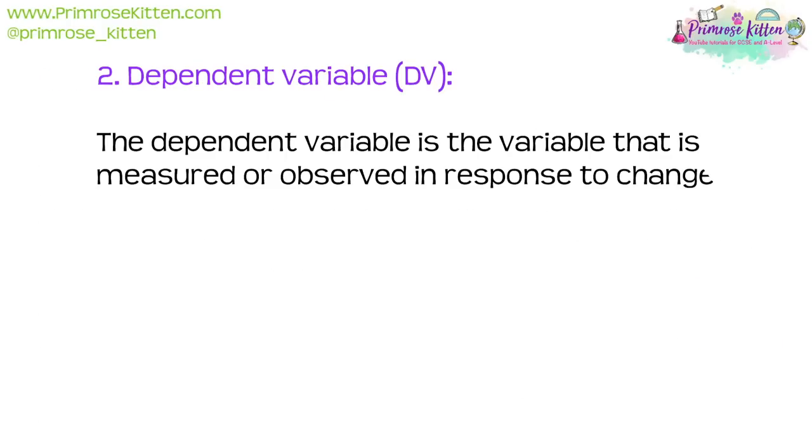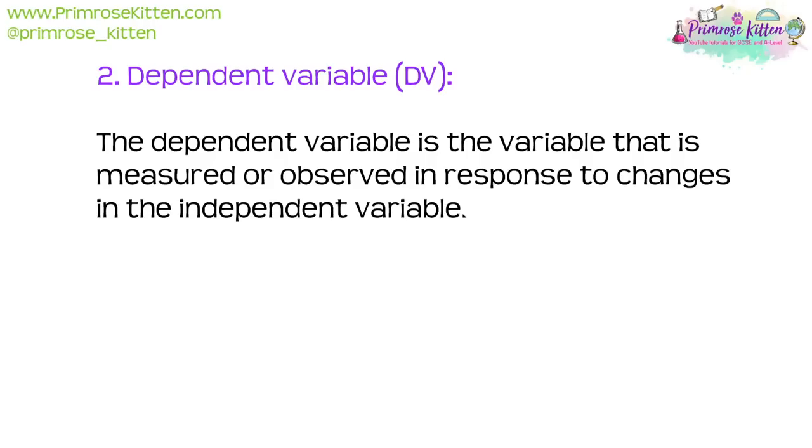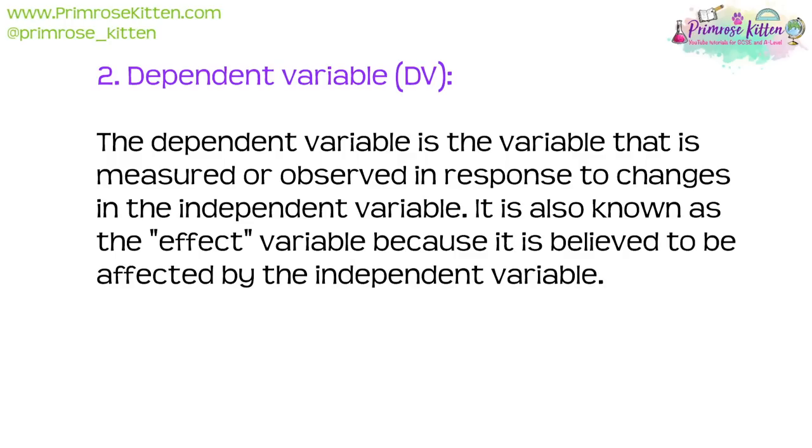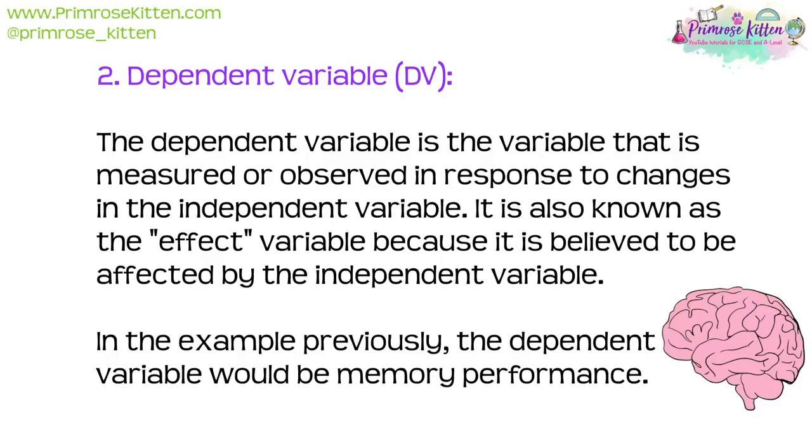The dependent variable. The dependent variable is the variable that is measured or observed in response to changes in the independent variable. It is also known as the effect variable because it is believed to be affected by the independent variable. In the example previously, the dependent variable would be memory performance.